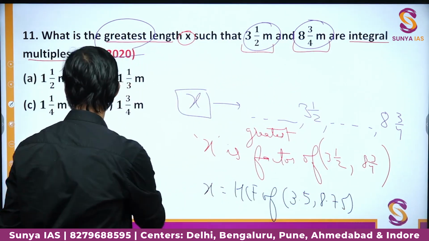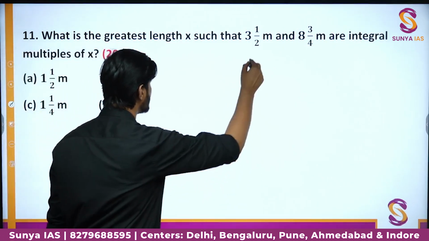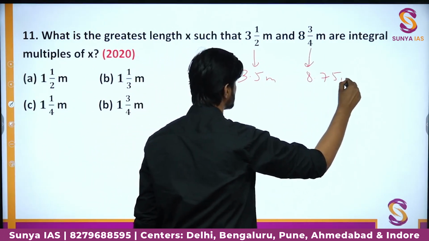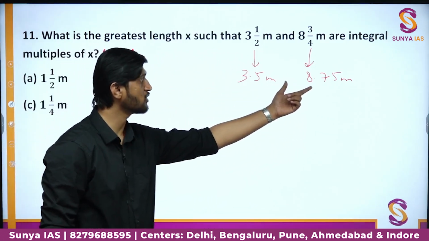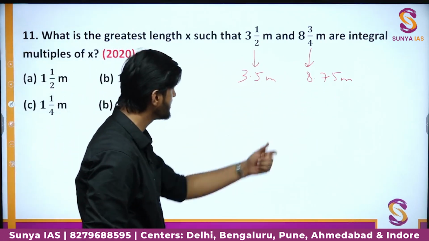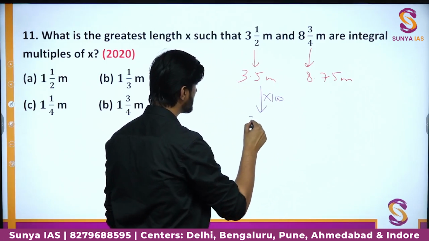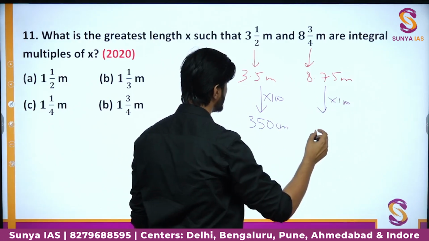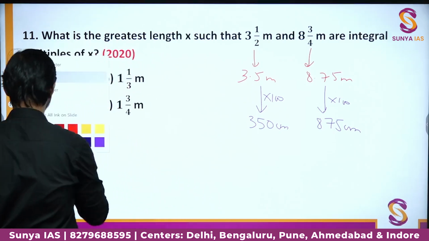And now the calculation is quite simple. I am just erasing all of it and we talk about calculation. So, here we have 3.5 meter, here we have 8.75 meter. Now, you might be confused about how we can calculate the HCF in the case of a decimal value. Simply you can do just one thing, you can convert these meters into centimeters by multiplying with 100. So, when we multiply with 100, it becomes 350 centimeter, and here on multiplying with 100, we get 875 centimeter. And now both are good numbers, so we just take their HCF.